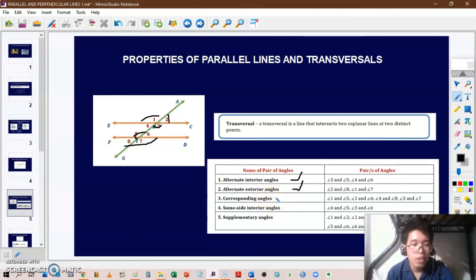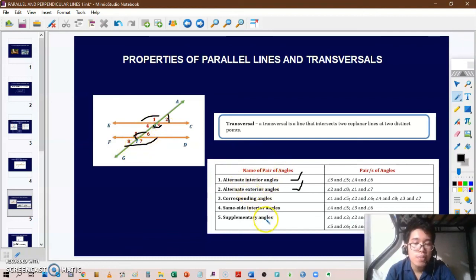And corresponding angles, from the word corresponding, so they're kind of like consecutive angles, so they follow each other. So we have here angle 1 and angle 5, so those are our corresponding angles. Angle 2 and angle 6, angle 4 and angle 8, and angle 3 and angle 7.